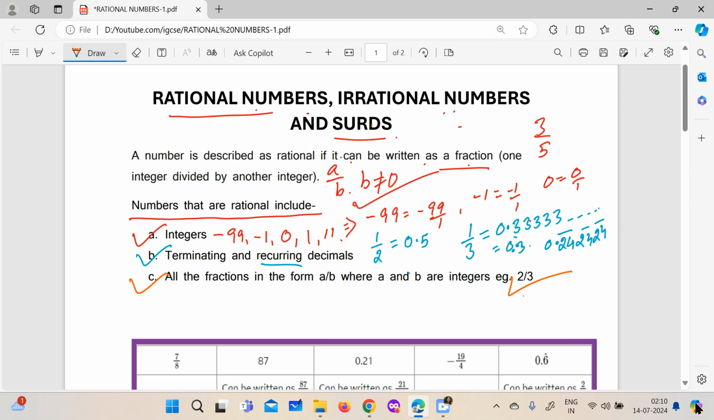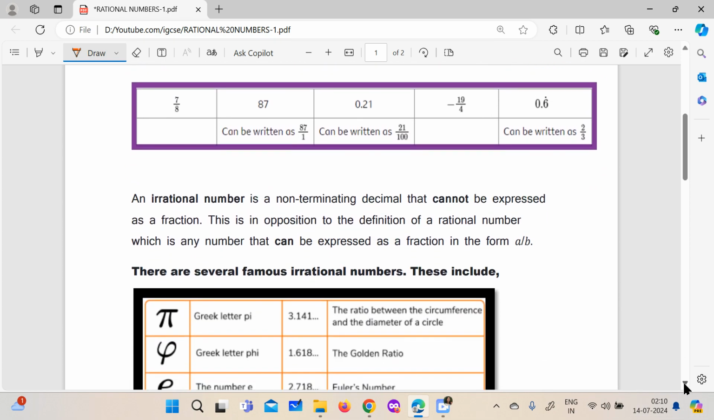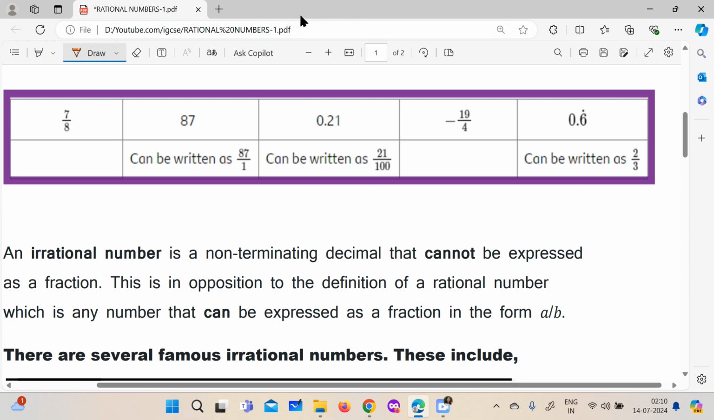Okay, let's see a few more things about rational numbers. Now you can see that these are all rational numbers. See, 7 over 10, oh sorry, 7 over 8. This is a rational number. Okay, then 87 can be written as 87 over 1. So this is a rational number. 0.21 is written as 21 over 100. So this is a rational number.